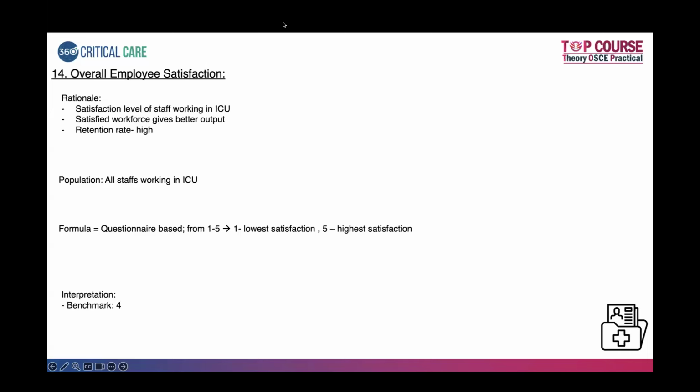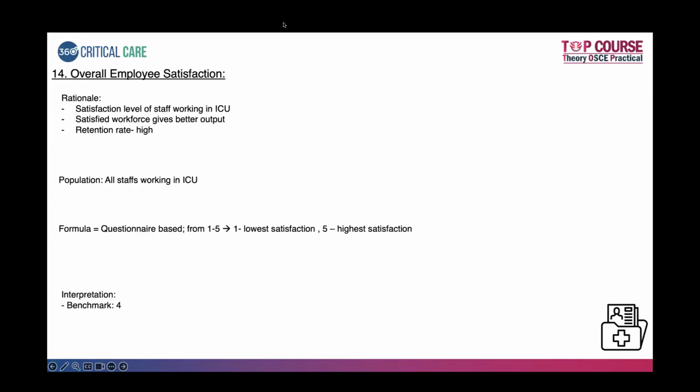The last two are predominantly HR related issues. One is overall employee satisfaction. The main rationale they say is the satisfaction level of staff working in the ICU. A satisfied workforce gives better work output and the retention rate is high. All this comes in relation to humanization in ICU.